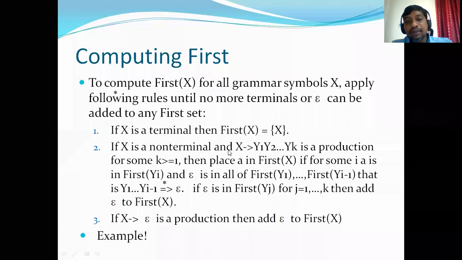If X is a non-terminal and X derives Y1, Y2, and so on up to Yk is a production for some k greater than or equal to 1, then place a in FIRST of X if for some i, a is in FIRST of Yi and epsilon is in all of FIRST of Y1 up to FIRST of Yi minus 1, all its preceding symbols. If epsilon is in all of them, then we have to add a to FIRST of X. And the third statement: if X derives epsilon, then add epsilon to FIRST of X.